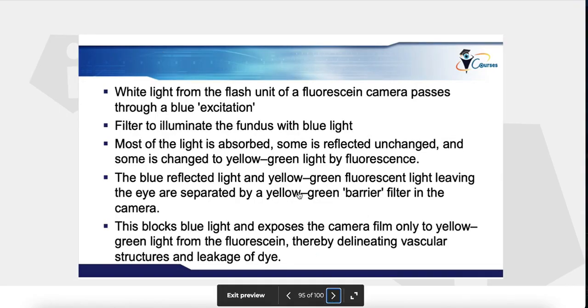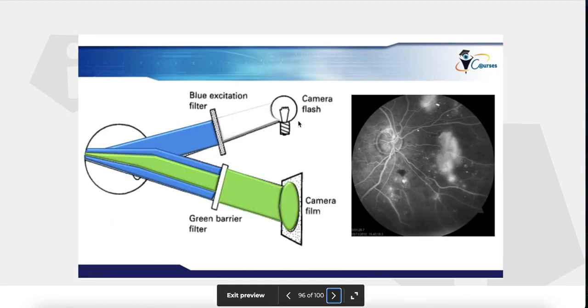It depends on this mechanism, so there will be a white flash. The fundus camera has a camera flash that will produce white light. It will pass through a blue excitation filter that will cause the light to be blue. This blue light will hit the retina, so it can be absorbed by the fluorescein molecules, leading to reflection of green light, and the areas that do not absorb the fluorescein molecule will not be stained or will not reflect the green light, so it will be only blue.